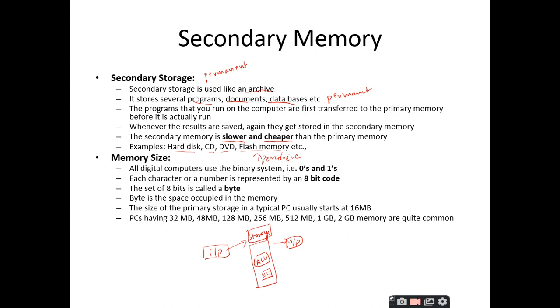The primary and the secondary. Primary is volatile, secondary is permanent. What are the various categories of primary memory? RAM and ROM. What are the various categories of ROM? Programmable ROM, electrically erasable programmable ROM, masked ROM. Like that we have different categories. Similarly, we have seen the categories of RAM also, which is the static RAM and the dynamic RAM.